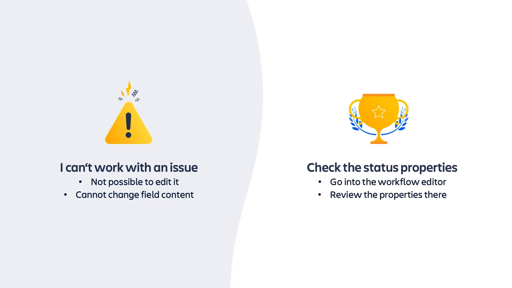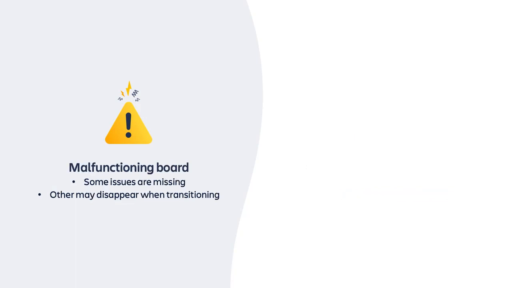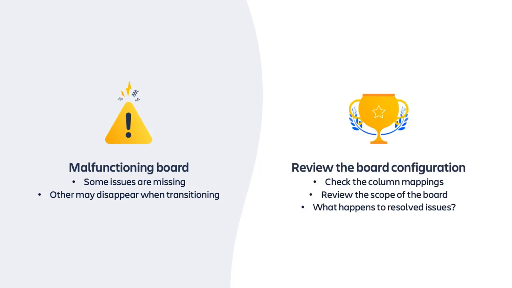Another problem might occur on boards. Issues either disappear or aren't placed on the board at all. The solution might lie in the configuration of the board. Are all statuses correctly mapped to the board's columns, or are some missing in the Unmapped Statuses section? Sometimes, issues in certain statuses might be excluded from the board entirely. That's why it pays off to review the board filter too.